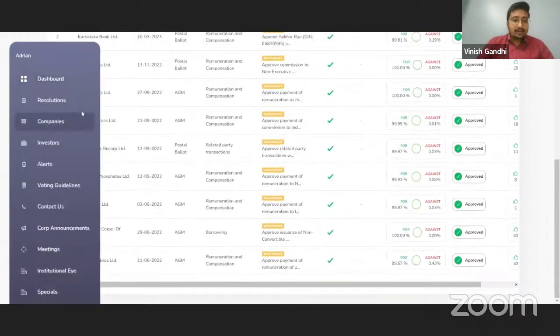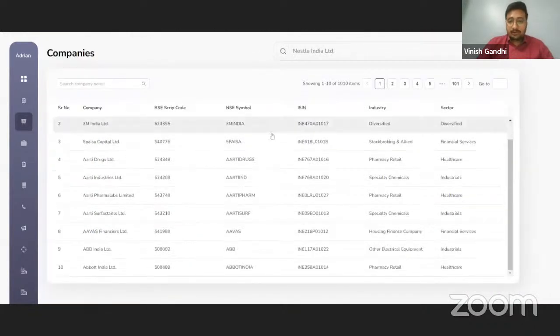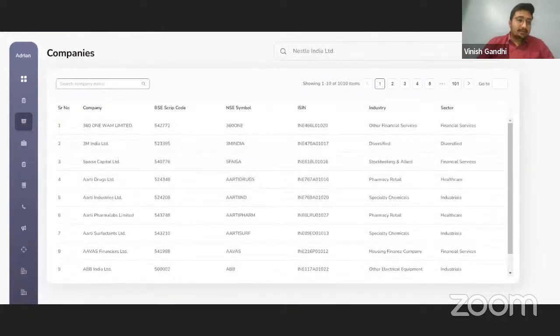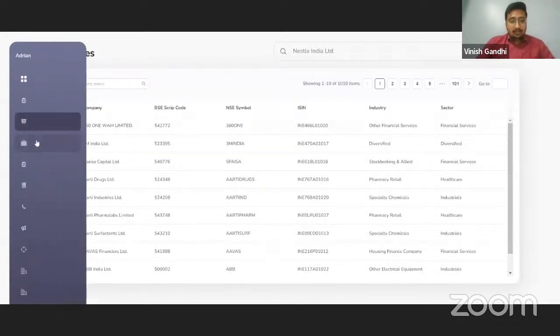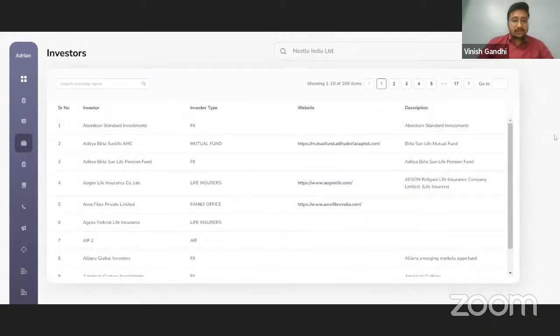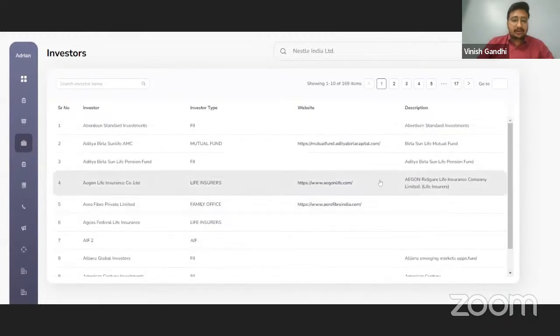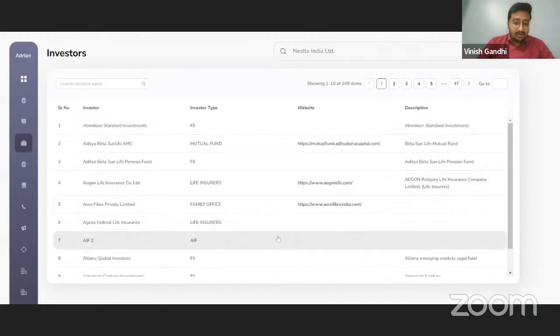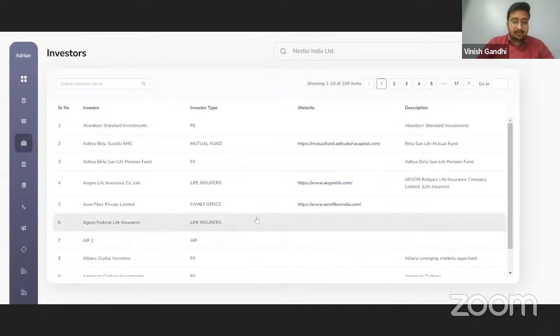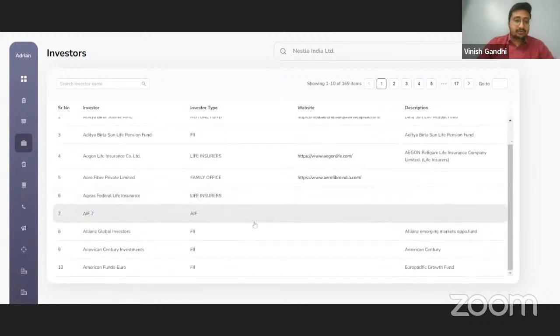Then we have something called the company's view, which will allow you to search for a particular company. You can type in name of the company and this will also show up. Then we have something called the investor's view, which will give you the voting history of various investors. So like I said, we have data of about 244 investors, which would include your mutual funds, your pension funds, your insurance funds, some of the AIFs, which are category 3, and some of the foreign institutional investors as well.